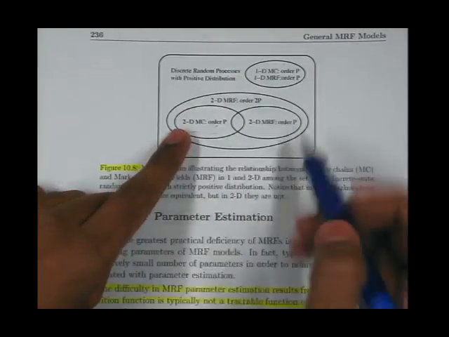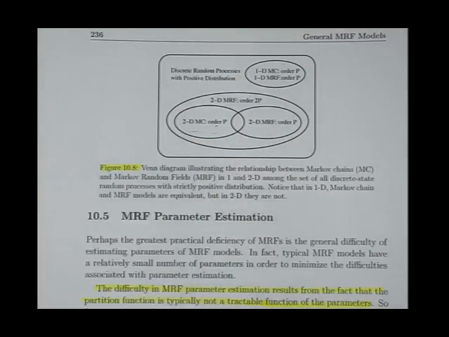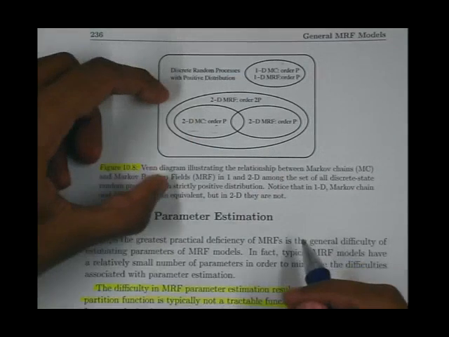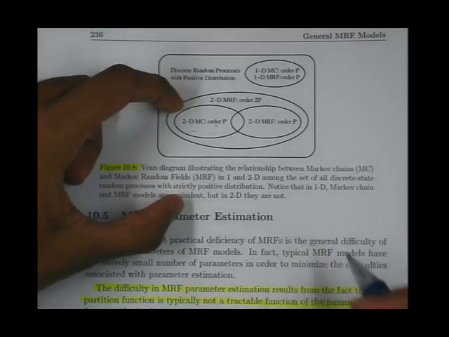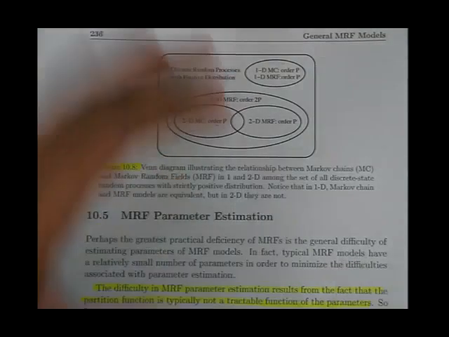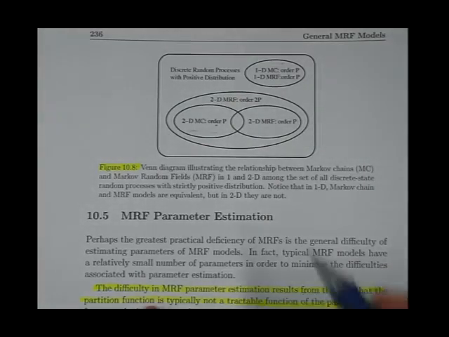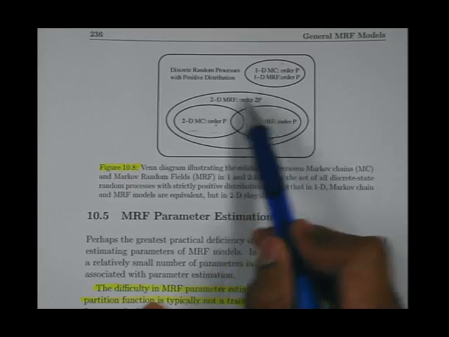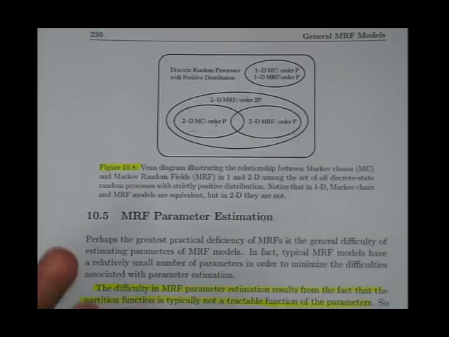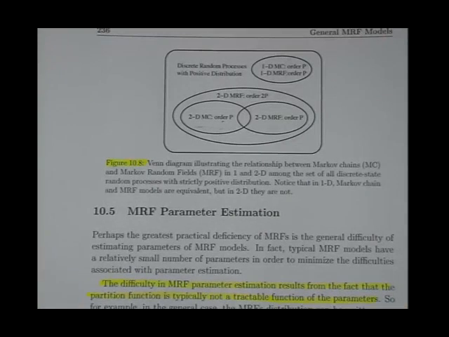Whereas when you go to a 2D lattice, so when you have a graph with loopy dependencies, in that case a Markov random field is more expressive than a 2D Markov chain. So the story here is that Markov random fields in 2D are useful. When you have loopy dependencies, a 2D MRF is more expressive. Alright, so that kind of ends this discussion about 2D Markov chains and 2D Markov random fields.